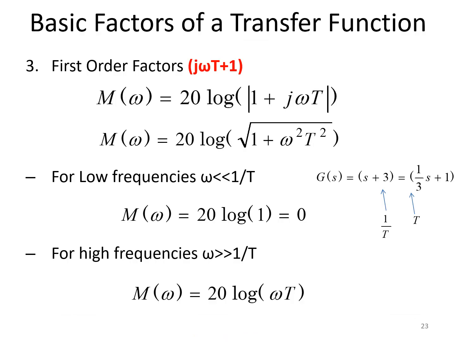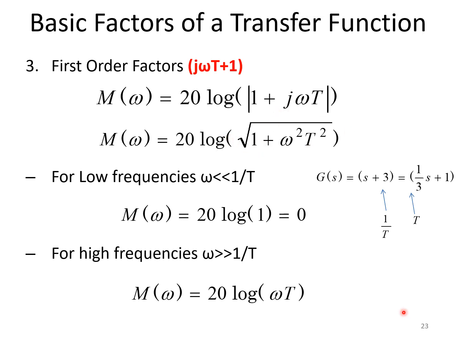Now similarly, if we consider the other factors of the transfer function, we have a first order transfer function which is represented as 1 plus j omega T. So the magnitude of this is taken as 20 log of |1 plus j omega T|, which is nothing but equal to 20 log of the root of 1 plus omega square T square. For lower frequencies, that is, if omega is very much less than 1 by T, then M of omega is just taken as 20 log of 1, or it is taken as 0. For higher frequencies, M of omega is taken as 20 log of omega T, because 1 becomes negligible. So 1 plus a higher value can be just treated as omega square T square itself.